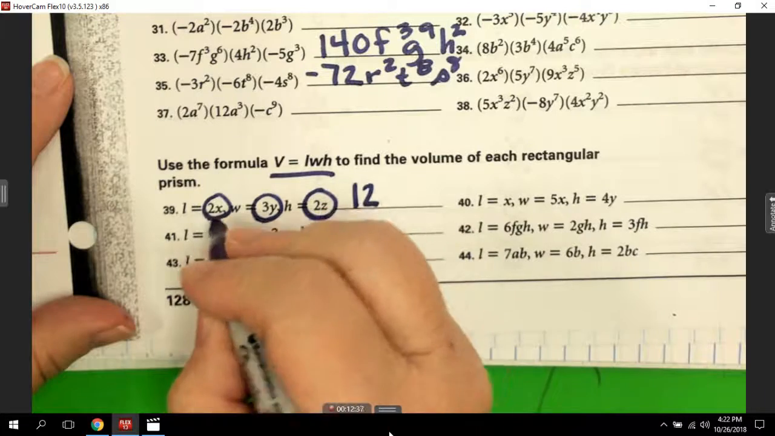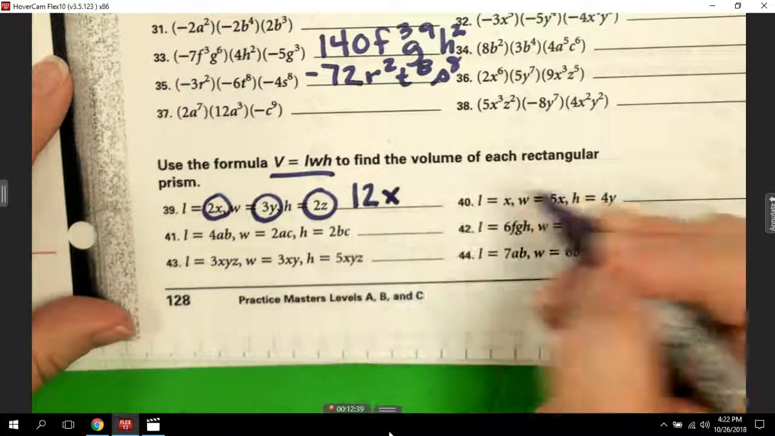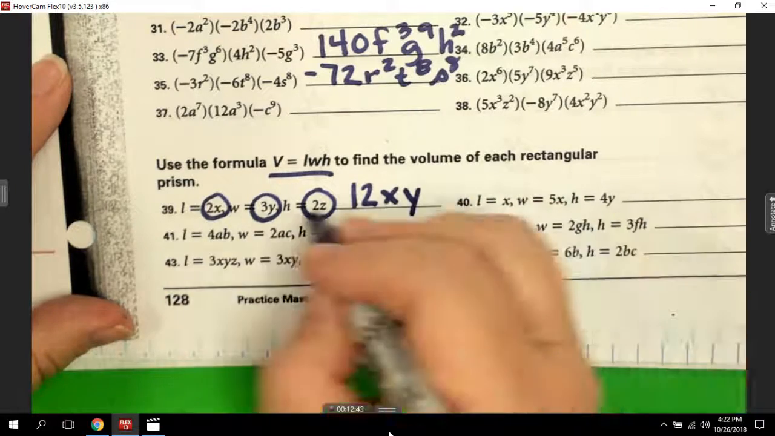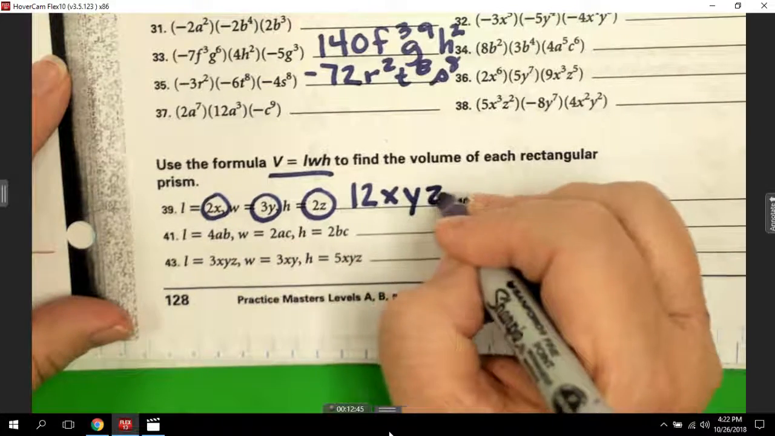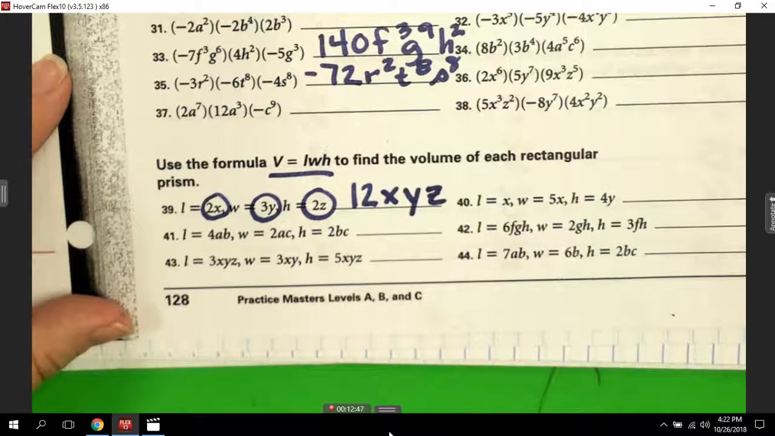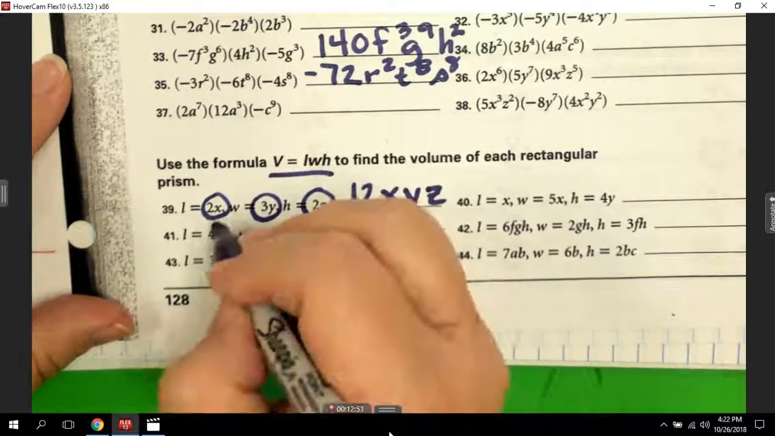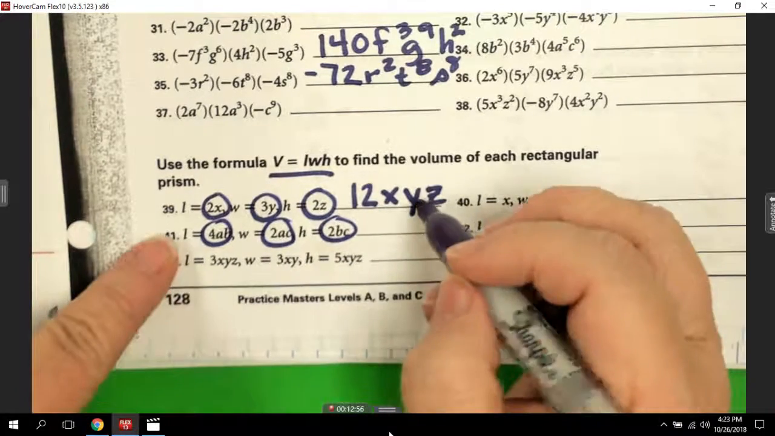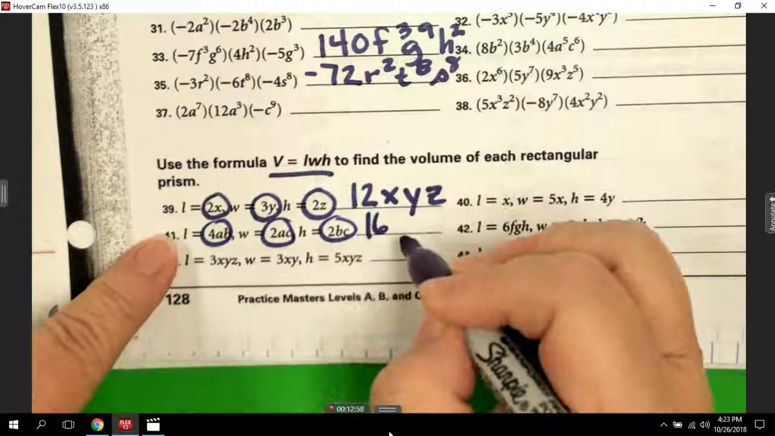Let's see, I've got an x here, no other x's, x to the 1st. No other y's, y to the 1st. And no other z's, z to the 1st. And that's the best we can do. Number 41, again, circling what we're multiplying. 4 times 2 times 2 is 16.